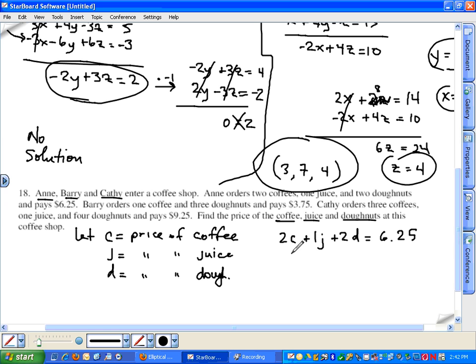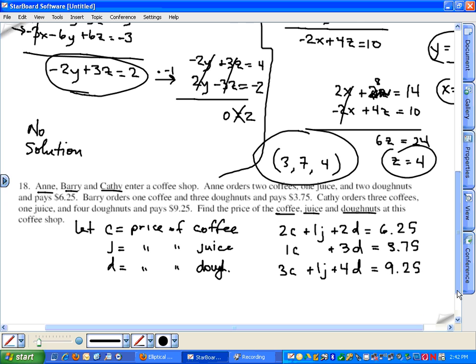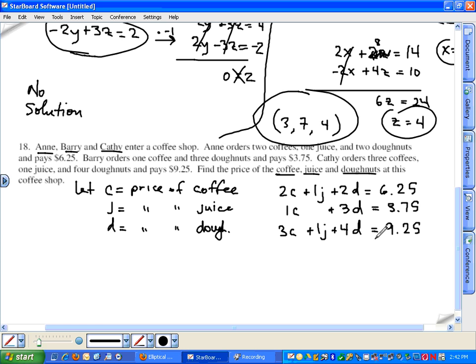Barry orders 1 coffee and 3 donuts, no juice, and he pays $3.75. Kathy orders 3 coffees, 1 juice, and 4 donuts, and pays $9.25. I think the hardest part of the story problem is getting it set up. Now that it's set up, I'm going to leave this for you to practice solving. You can check the solutions on the solutions part of the website for this review.